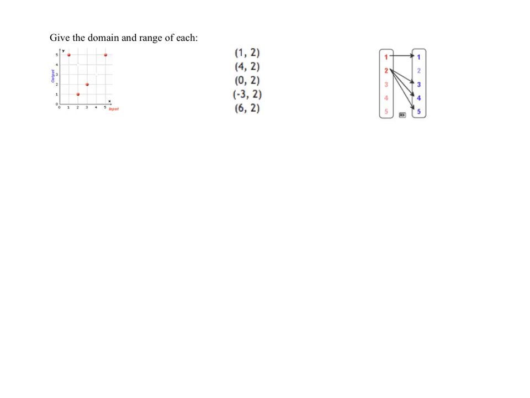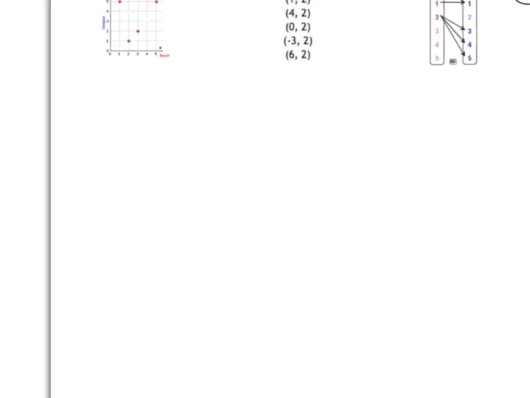So now let's take a look at the next 3 problems. Functions can be shown in a graph, in ordered pairs, and then they can also be shown as what we call a mapping. And this last one right here is called a mapping. You don't need to write that down if you don't want to. I just want you to know. That's called a mapping.